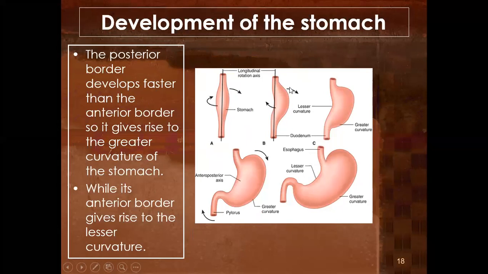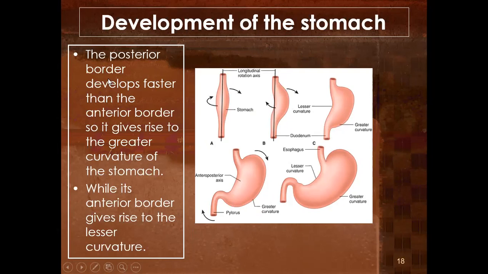Now the left border starts increasing in size, and it keeps on going. Okay, sorry. So first there will be a rotation of 90 degrees. The anterior border becomes the right border and the posterior border becomes the left border. Now after this rotation, the left border grows much faster than the right border. The right border will have slight growth, but the left border will grow faster and become a dilated tube.